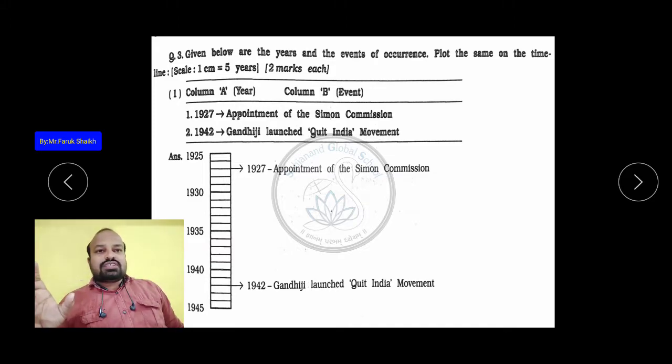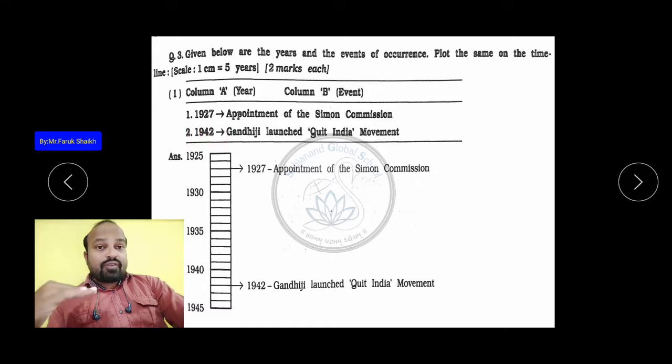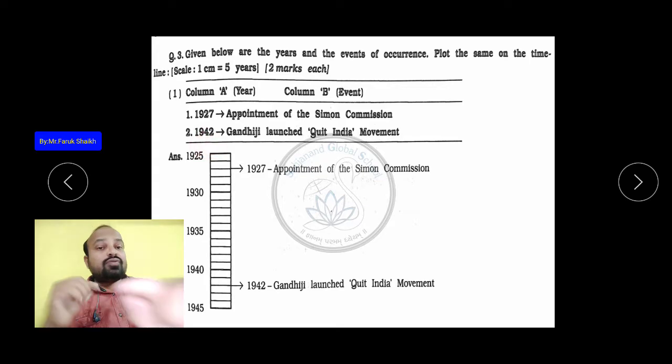So here the question is given: complete this timeline. We have to draw, and the events are 1927, appointment of the Simon Commission, and 1942, Gandhiji launched Quit India movement. Now there is a timeline and the scale is given that 1 centimeter is equal to 5 years. So for 1927, we have to start from the 5 list, so 25. So we will start from 25. And for 1942, there also we have to go to 45. So we have to do this up to 1945.